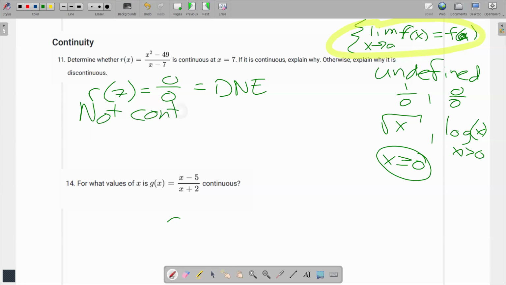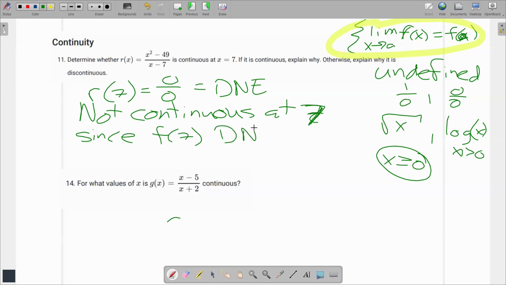Not continuous at 7, since f of 7 does not exist. Done. Didn't need to take it any further because all this asked, it didn't say what is the limit. I mean, we could find that and say the limit isn't equal to the function value, but we're done once the function value doesn't exist. You could go further if you wanted to, but again, this is enough right there.